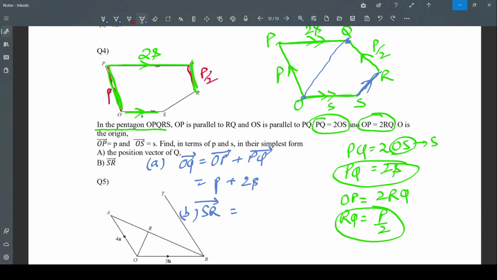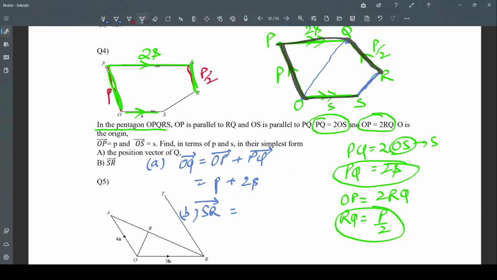For this, I can take this direction. Oh, it's not visible, right? It's not visible. It's color. Let me take this one, gray color. So yeah, this one, so I'll go S to O, then O to P, then this one, right?